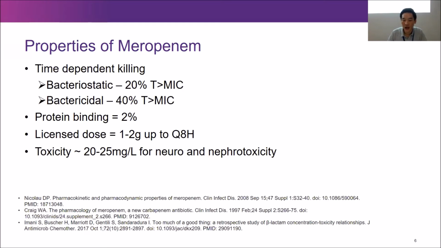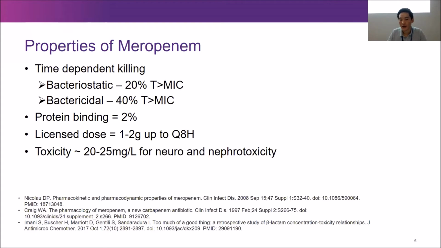Meropenem is not really highly protein bound, it's only 2%. In terms of the licensed dose, it's actually 1 to 2 grams up to 8 hourly. So according to the product information, you're able to give a maximum of 6 grams in a day.